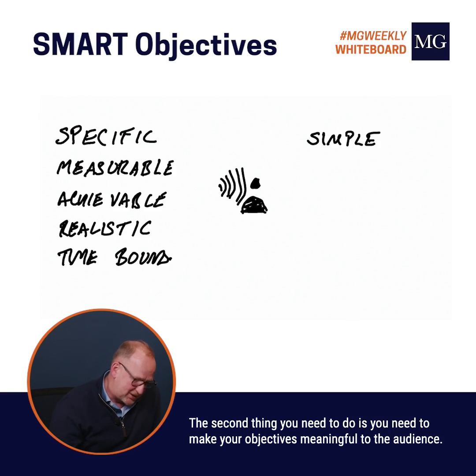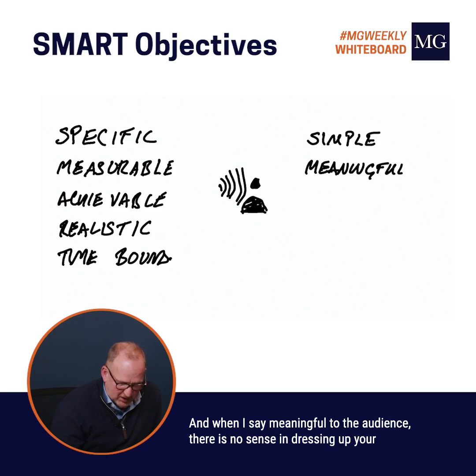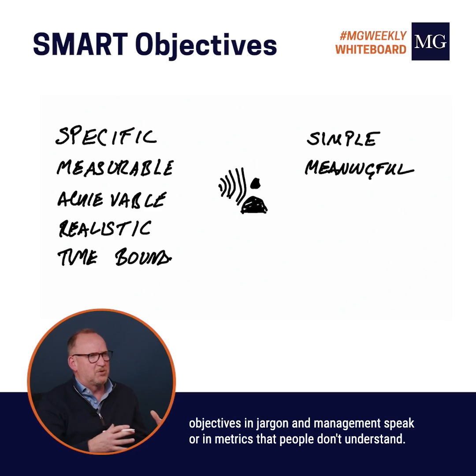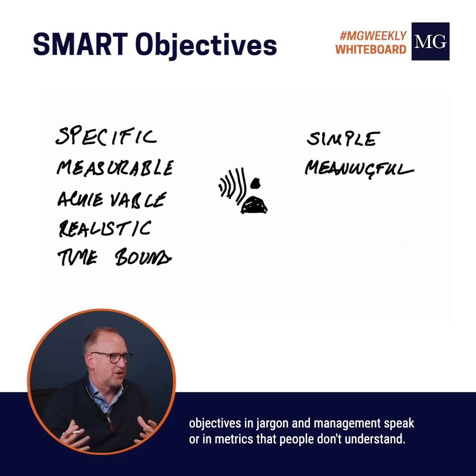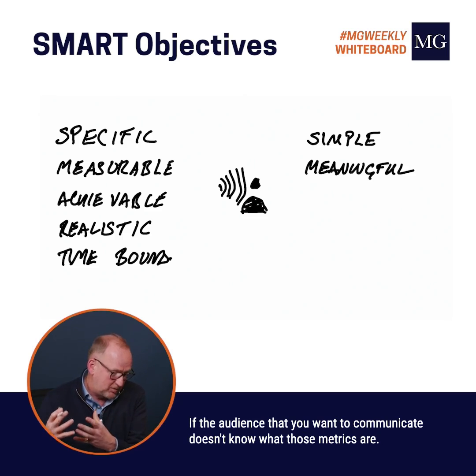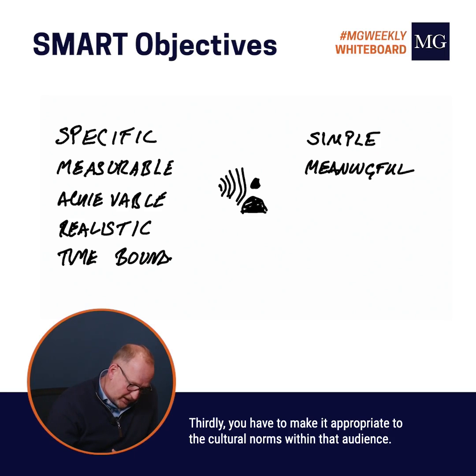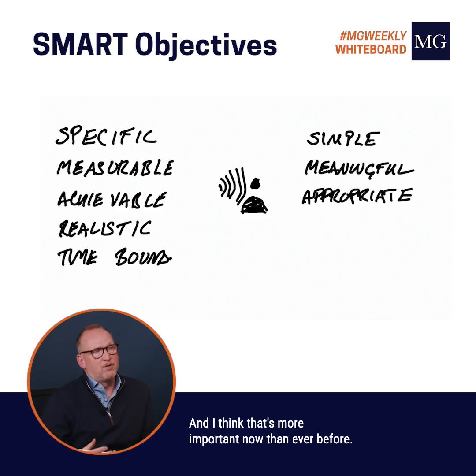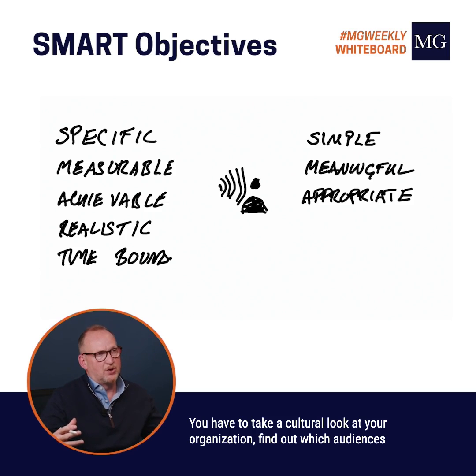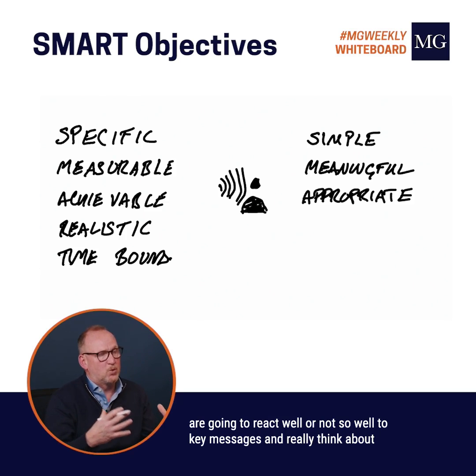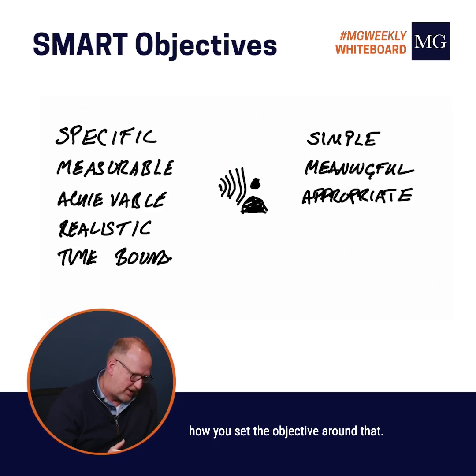The second thing you need to do is make your objectives meaningful to the audience. And when I say meaningful to the audience, there is no sense in dressing up your objectives in jargon, in management speak, or in metrics that people don't understand if the audience that you want to communicate with doesn't know what those metrics are. So make it really meaningful. Thirdly, you have to make it appropriate to the cultural norms within that audience. And I think that's more important now than ever before. You have to take a cultural look at your organization, find out which audiences are going to react well or not so well to key messages, and really think about how you set the objective around that.